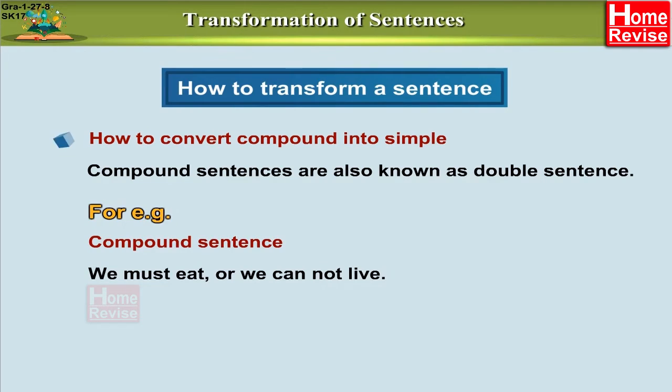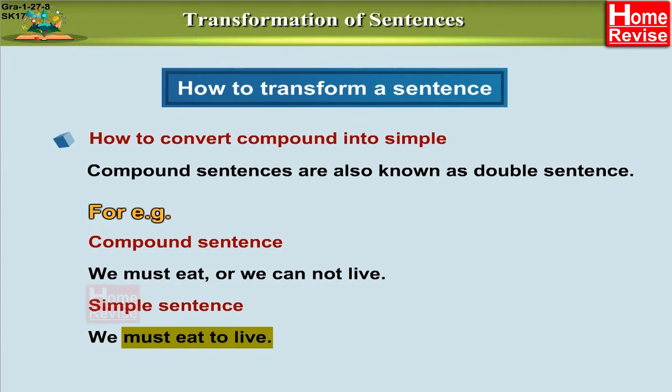Now let's see how to convert this compound sentence into a simple one. We must eat to live. That means to live, we need to eat. Here it's a simple sentence. You know all the rules of the simple sentence. It has only one finite verb, one subject, and one predicate. We is the subject, must eat to live is the predicate.